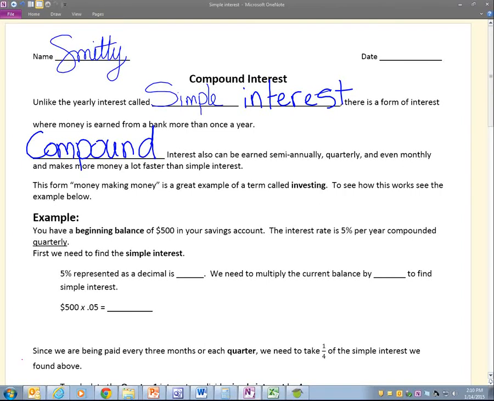Compound interest. This form of money making money is a great example of a term called investing. Was there any investment talk with the presentation the other day? Okay, so that's what it means by investing, hoping that your money will make money. To see how this works, see the example below.